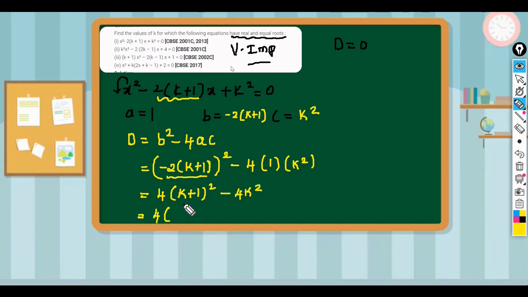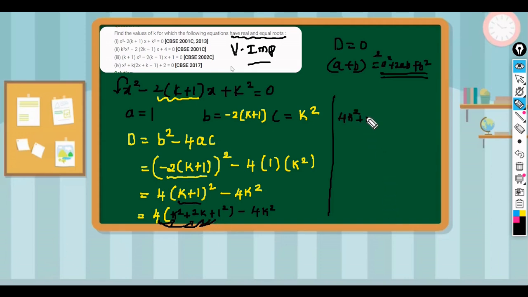Let's simplify this now. 4, and here I will use the a plus b whole square formula. A plus b whole square says a square plus 2ab plus b square. So I am going to write in this manner: 4 into k square plus 2k plus 1, minus 4k square. Now multiply this 4 inside, to all these terms. We get 4k square plus 8k plus 4 minus 4k square. This is our D equal to.